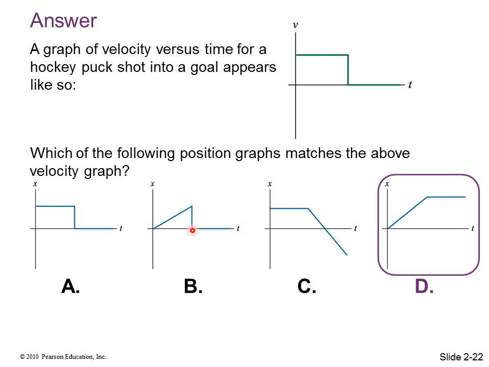To make it back to the 0 meter mark, you would have to have a negative velocity. That's not what's happening here. The negative velocity area is down here below the 0 meters per second. That's not what this graph is. It's just saying it stopped. So this is going to be correct. This is indicating an extra motion of the puck that did not occur. So they're just trying to see if you'll go for that.